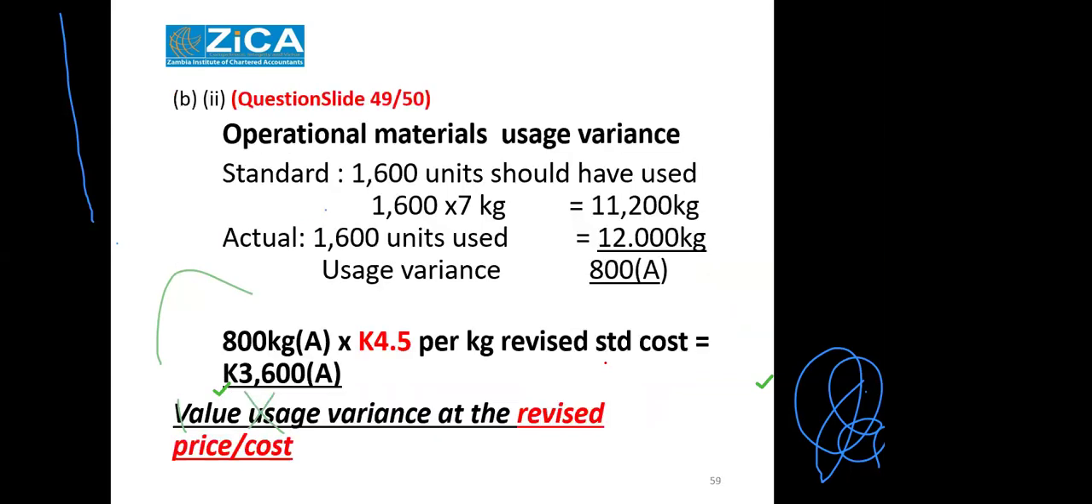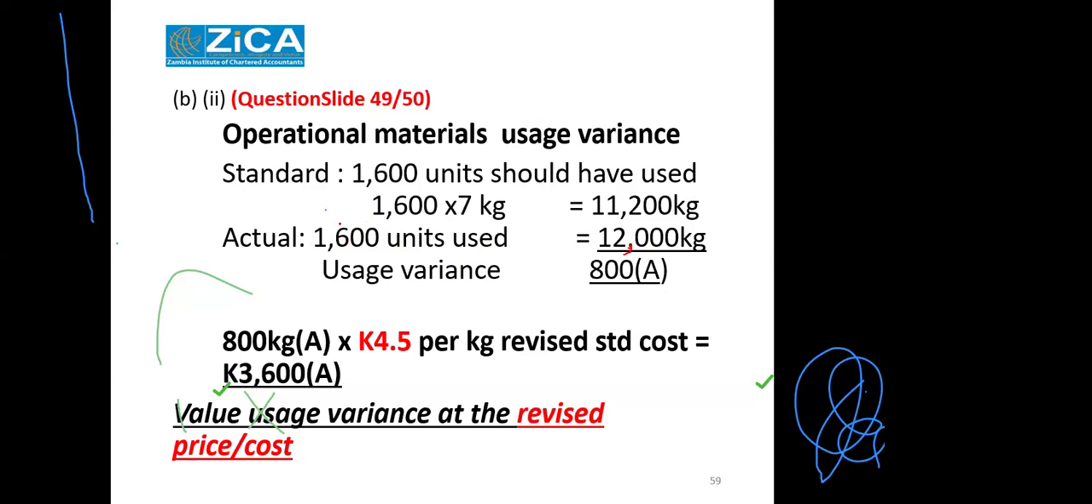Okay, then the operational materials usage variance. The question is on slides 49, 50. So the operational variance compares the revised with the actual. So the actual cost of 1,600 units was 12,000. Sorry, it's a usage variance. The actual usage, 1,600 units used 12,000 kgs from the actual information.